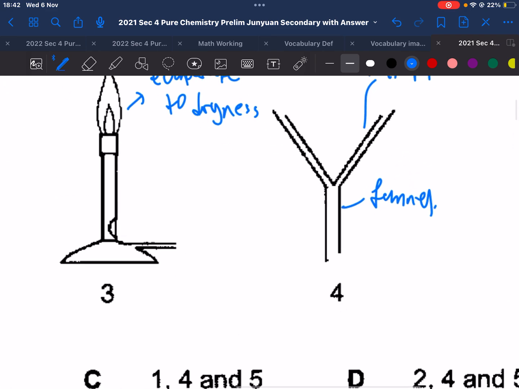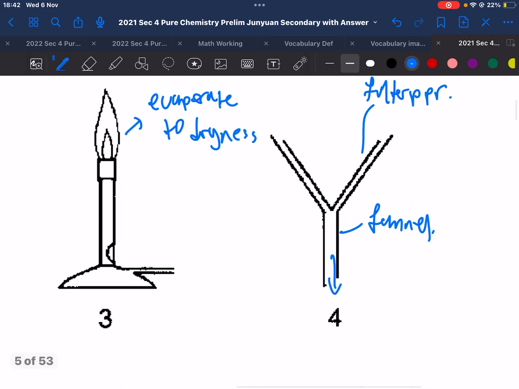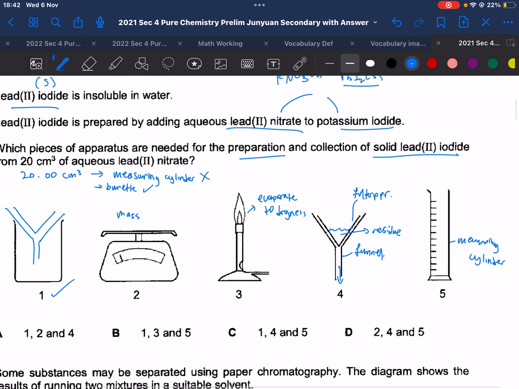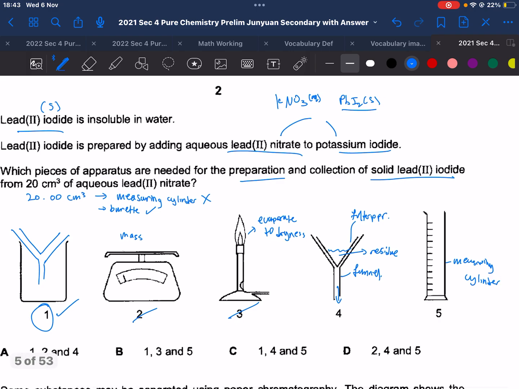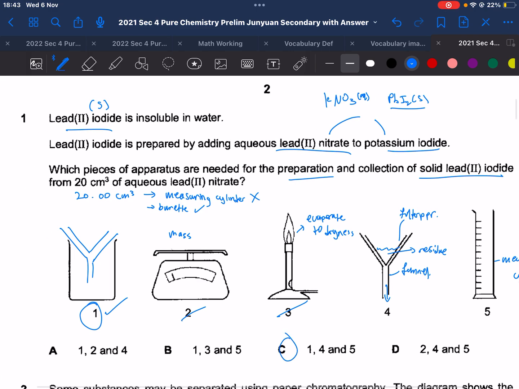Okay, so in this case, we will definitely need to use one to contain and store the filtrate. Filtrate is the thing that's coming out of this. The residue is the thing that is remaining, the solid that's remaining. Okay, so in order to contain the filtrate, we need this. We need number 1. We do not need 3 or 2 because we are not measuring any mass. We definitely need 4, and 5 to measure 20 cm cube. So the answer should be 1, 4, 5. The answer should be C.